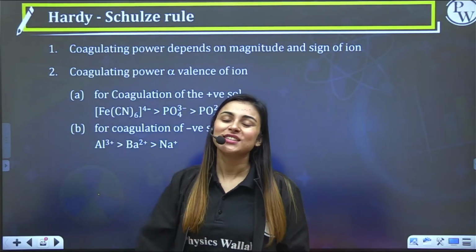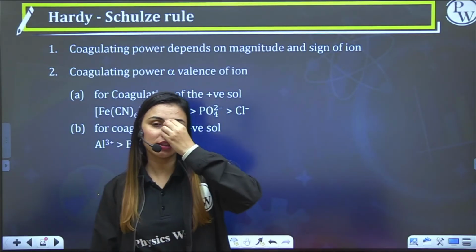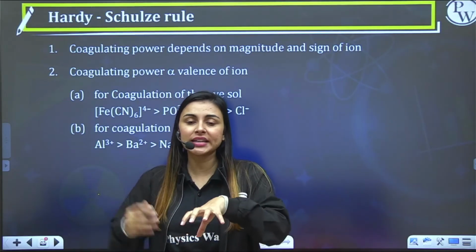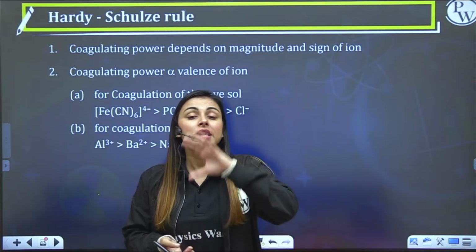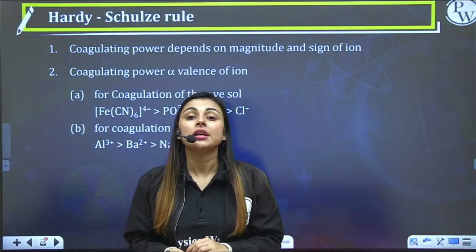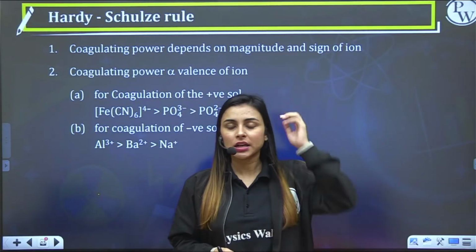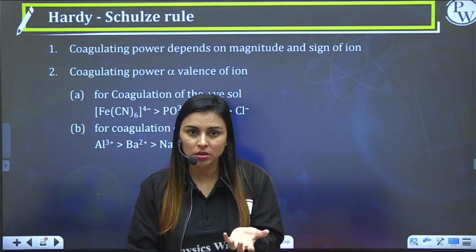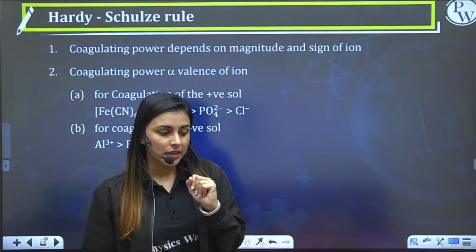Now what actually happens is, by using this rule, we know that a colloid can be converted into a PPT, that is, a colloid can be coagulated by adding an electrolyte. But which electrolyte will work more efficiently? We'll discuss that.